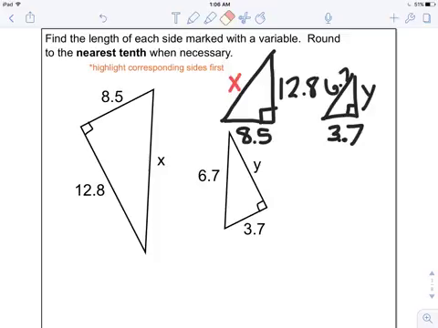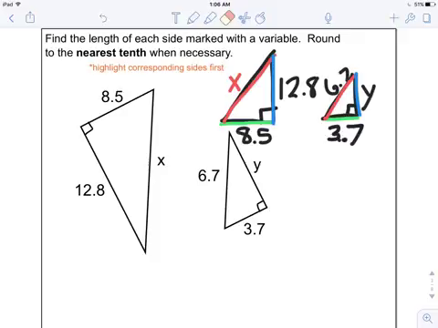Okay, sorry, my sketch is a little bit off there, but you get the idea that if we can redraw it, we can easily match up our sides. And I'm going to do the same thing that we did before where we highlight our corresponding sides. So now I have 8.5 and 3.7, those match up. And then I've got my x with my 6.7, and then let's do blue here for the tall side, 12.8, and y.